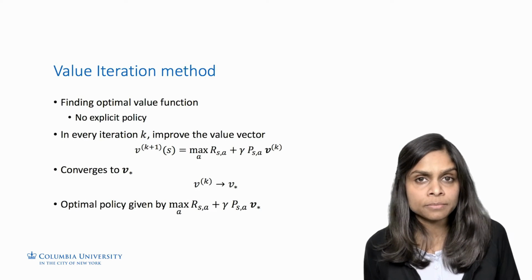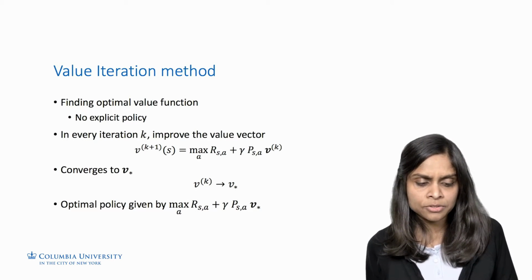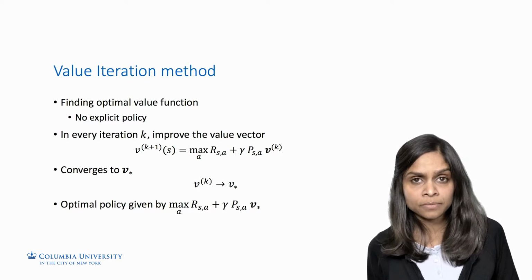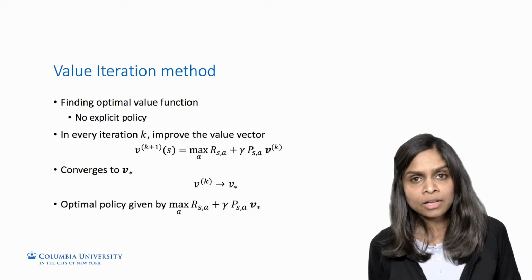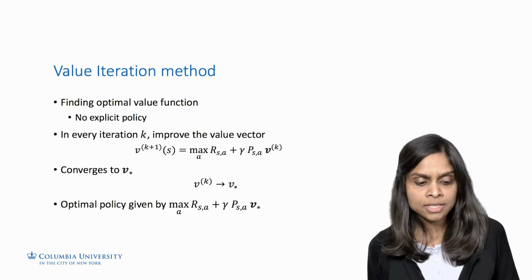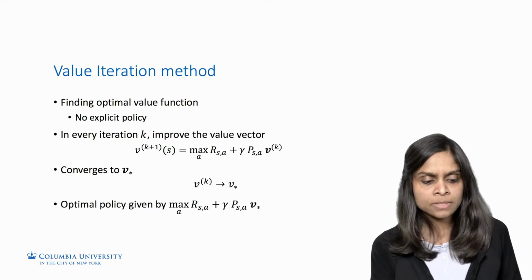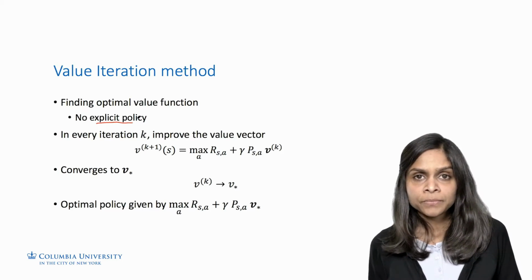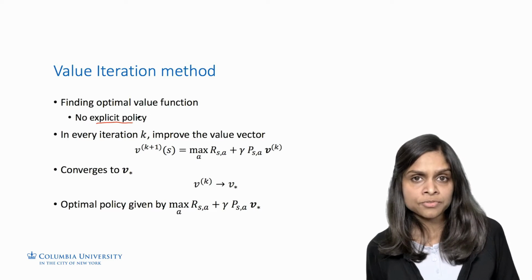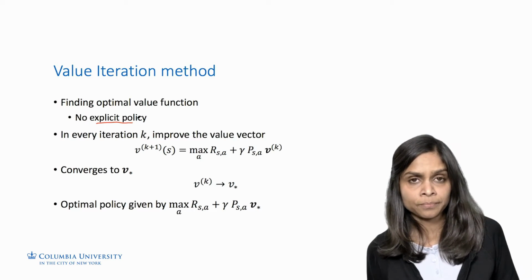Another iterative method based on similar ideas as the policy iteration method is value iteration. A main difference between value iteration compared to policy iteration is that in this method, there is no explicit policy being maintained. Instead, the focus is on just finding the optimal value function.